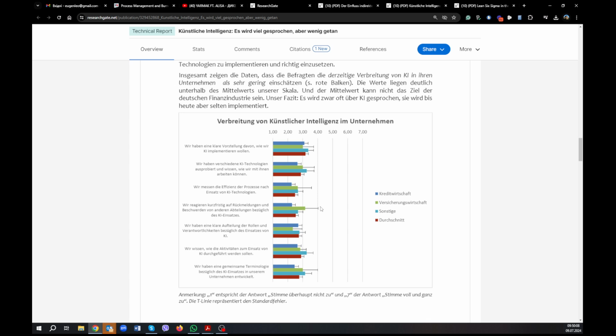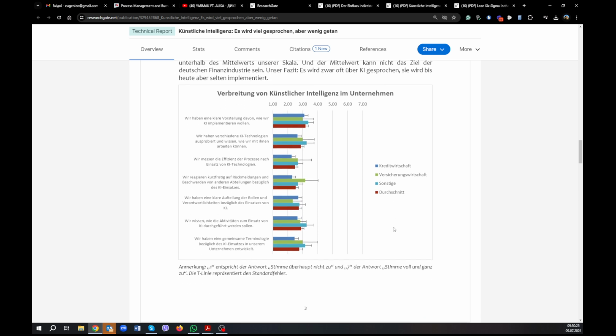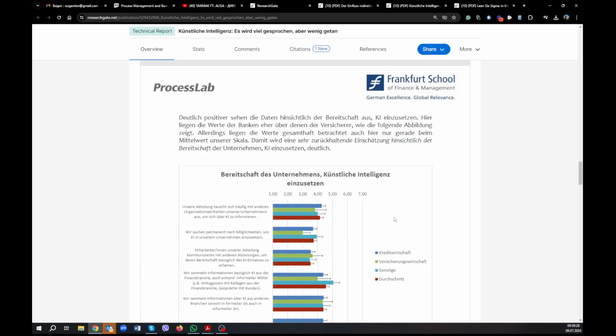In a study, use graphs. When you describe your study, use graphs, and also make a good sample description so that, as you can see here, people see that they did a questionnaire with crediting organizations, insuring organizations, and other organizations, and we also explain what the others are. Mostly these were software developers, because it was about AI.